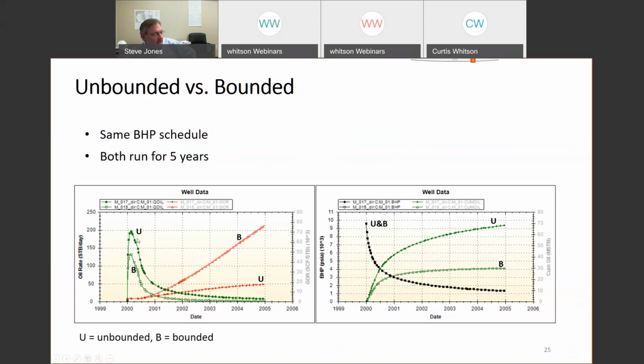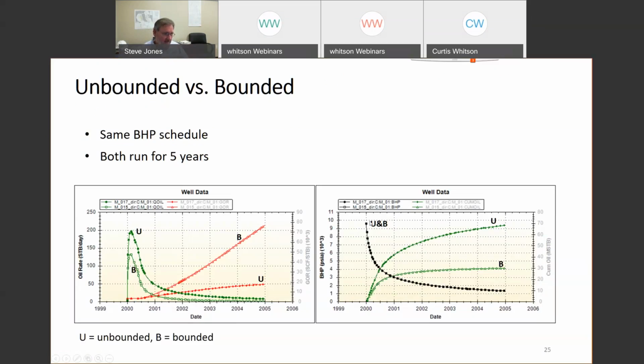So if you look at the oil rate on the left axis and the GOR on the right axis, you can see that the unbounded well has a very gradual rise in gas-oil ratio, while the bounded well has a quicker rise in gas-oil ratio versus time. And we'll look at the plots versus cum in a few minutes.